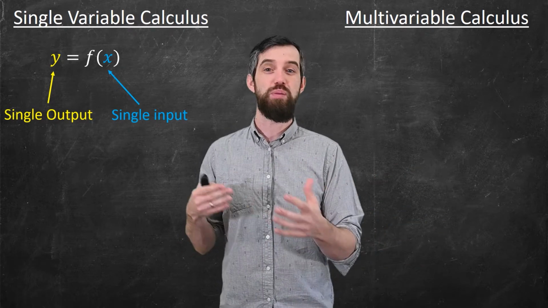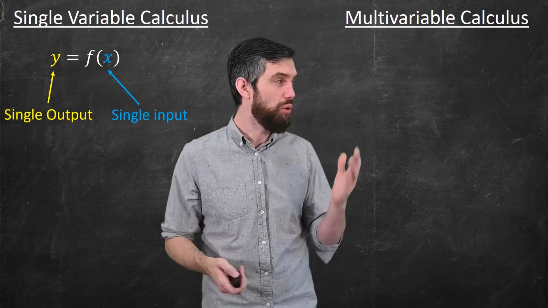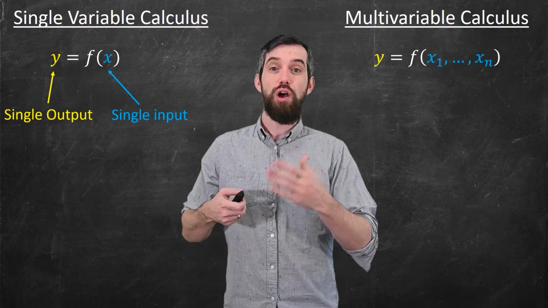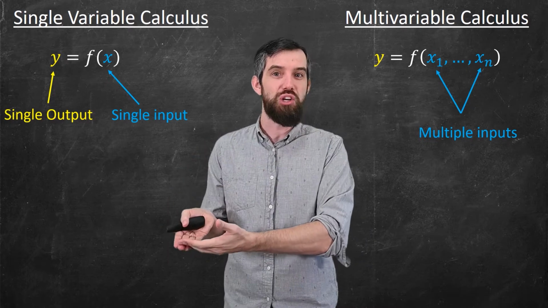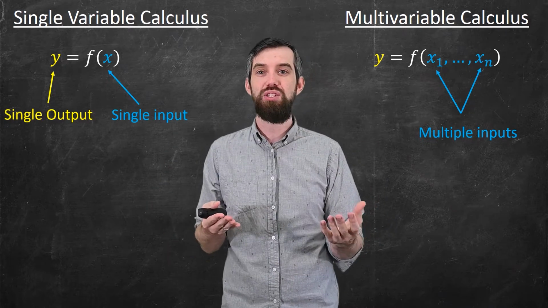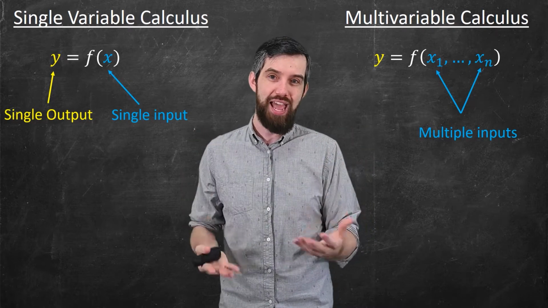In multivariable calculus, we're going to have more variables involved, and there's a couple ways to do this. So one way is that you could just have more inputs. There's a single output y still, but your function depends on an x1, an x2, an x3, perhaps all the way down to an xn.